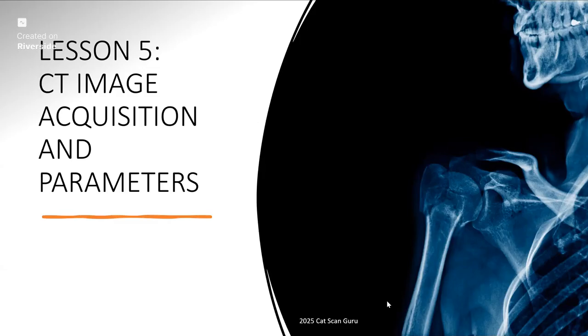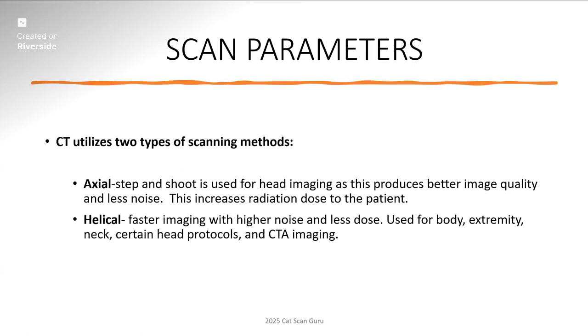This is lesson 5. Lesson 5 is going to talk about CT image acquisition and parameters. This is kind of like the nitty-gritty of this course, so I'm going to give you lots of information here. Remember, this is a crash course, and in future lessons, I will dive into more of these principles. Now, scan parameters.